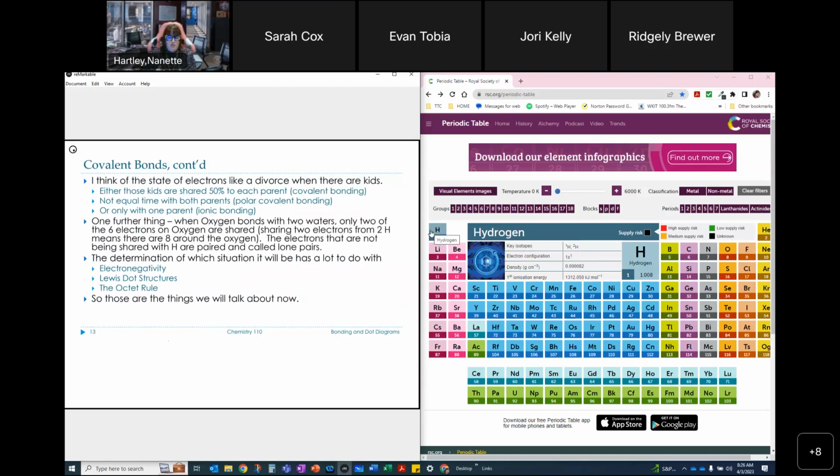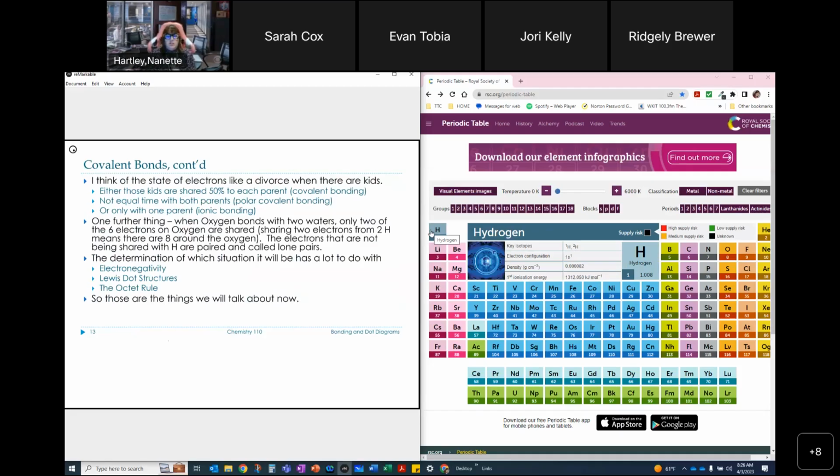Now, the other thing that we have to talk about, when oxygen bonds with two hydrogens, only 2 of the 6 electrons in oxygen are shared. Sharing 2 electrons from 2 H means that there are 8 around the oxygen. The electrons that are not being shared with H are called lone pairs, and we'll show you exactly what that looks like in a few minutes.